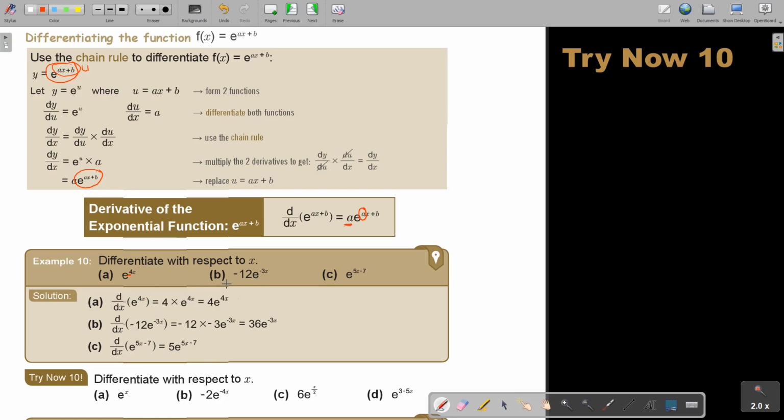If it's negative 12, what is the value in front of x in the exponent? Negative 3. So I multiply with that negative 3 there, and just rewrite that one, and that's a negative times a negative is a positive. What's the value in front of x? A 5. So I just multiply with the 5, and I just rewrite that. It's not difficult, the rule.